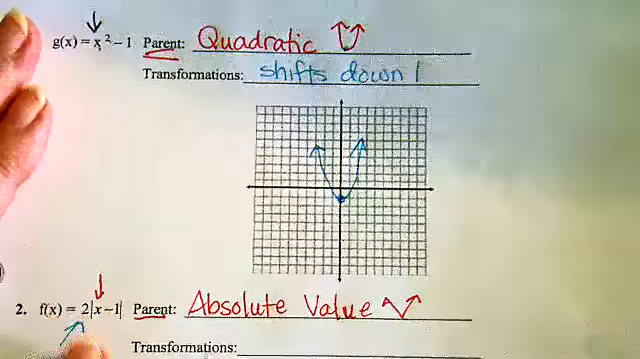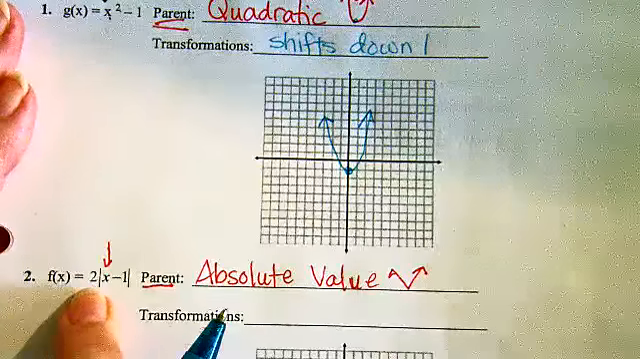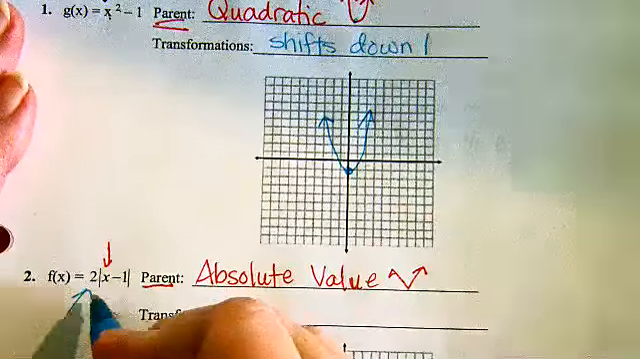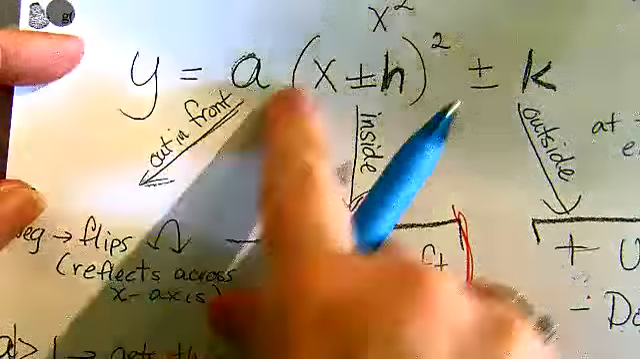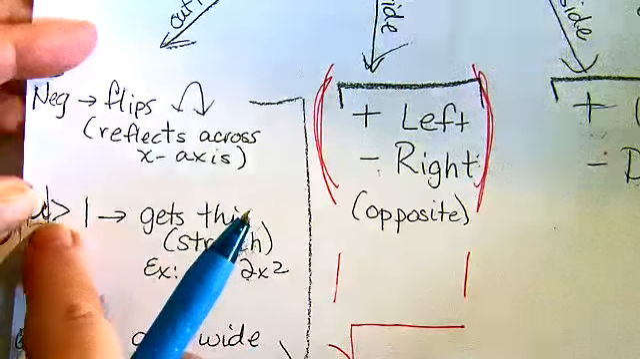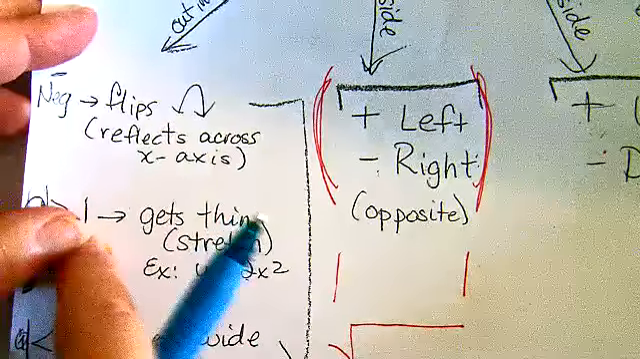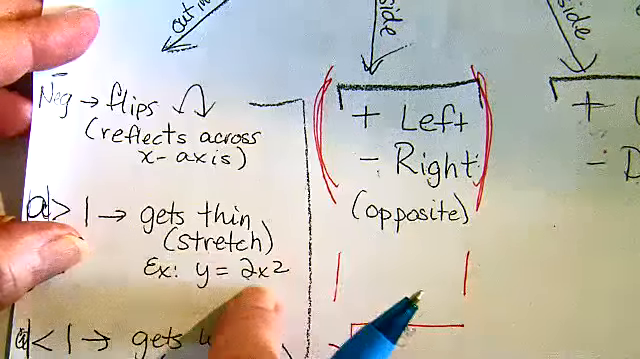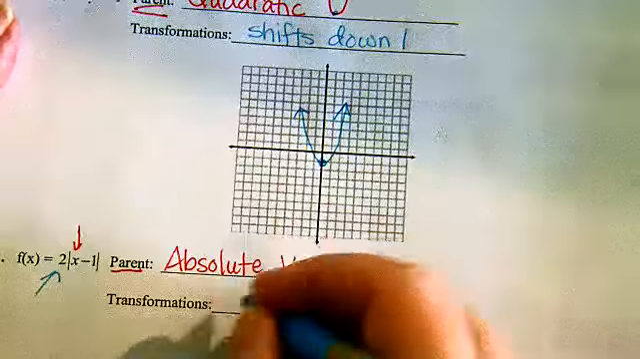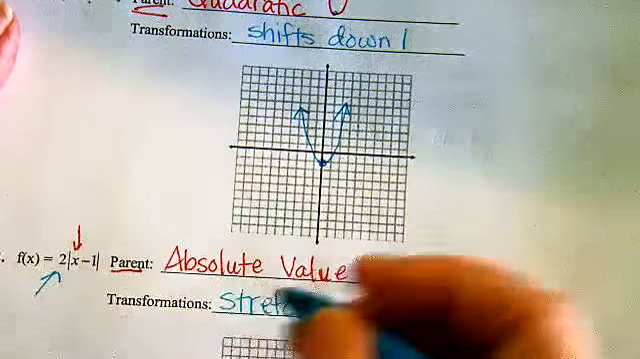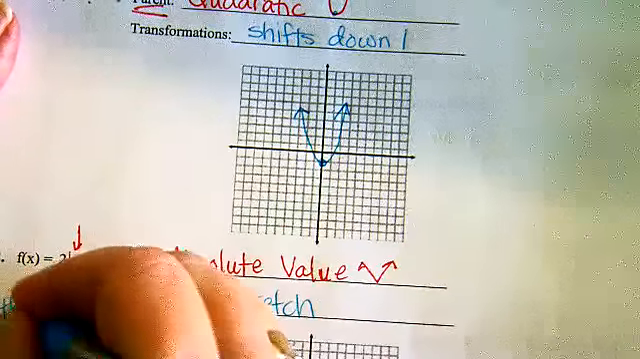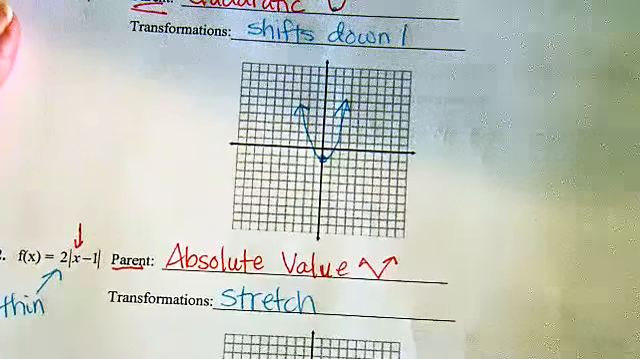Now I'm going to take a look at the transformations. And starting after the equal sign, the first thing I see is a 2. And this is in front of the x. So if in front of the x, you have a number that's greater than 1, it's a stretch. There it is. This is 2x squared, but this is 2 of this. So this is still a stretch, which means it gets thin, remember, or skinny.